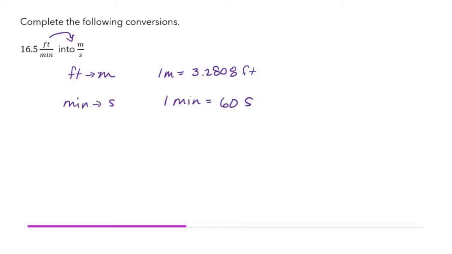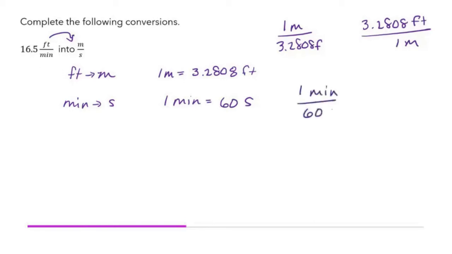Remember that from each equality, we get two conversion factors. So we can write this as 1 meter over 3.2808 feet, or of course, 3.2808 feet over 1 meter. For the second one, we know that 1 minute over 60 seconds means the same thing, so this is equal to 1, and so is 60 seconds over 1 minute. Remember that these work as conversion factors because each fraction is equal to 1. And multiplying a value by 1 doesn't change the original value.